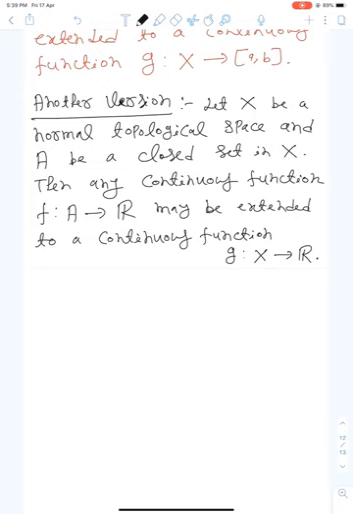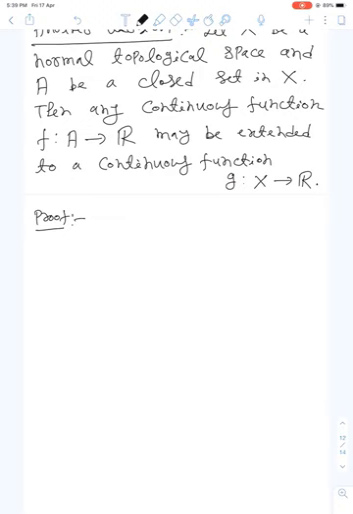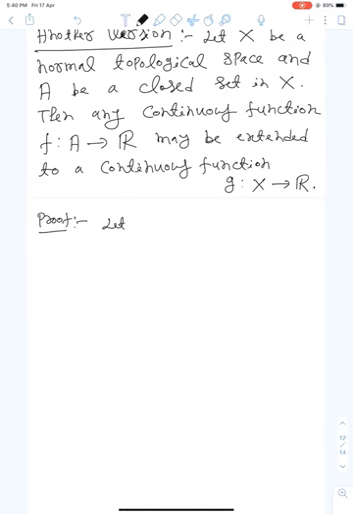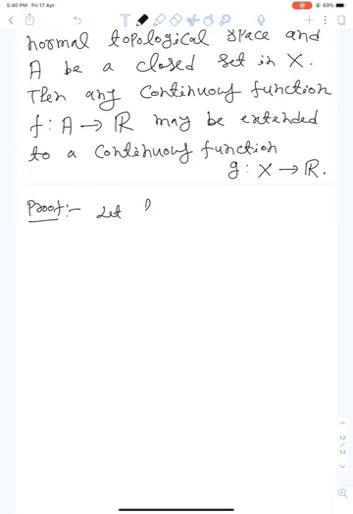Tricky means just one trick. So we have to apply the previous version and there is a trick. So what is that trick? So here is the proof. Okay, so first of all, we know that R is homeomorphic to the open interval (-1, 1), right? So now let h from R to (-1, 1) be a homeomorphism.